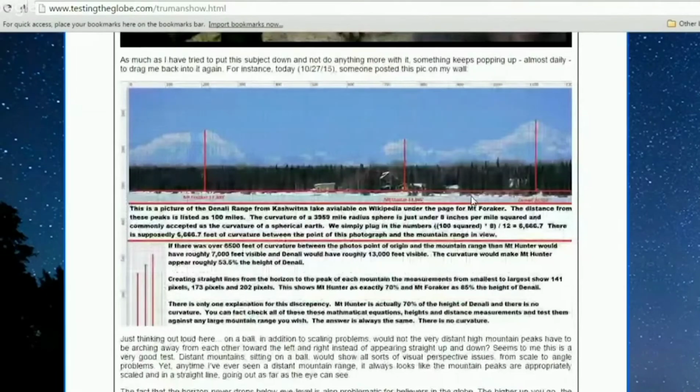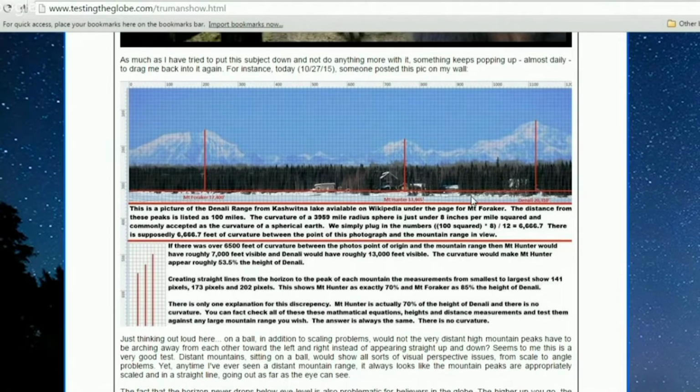As much as I have tried to put this subject down and not do anything more with it, something keeps popping up almost daily to drag me back into it again. For instance, today, October 27th, 2015, someone posted this pic on my wall, and it's a picture of the Denali Range from Kashwitna Lake, available on Wikipedia under the page for Mount Foraker. I'm not sure how you pronounce that.